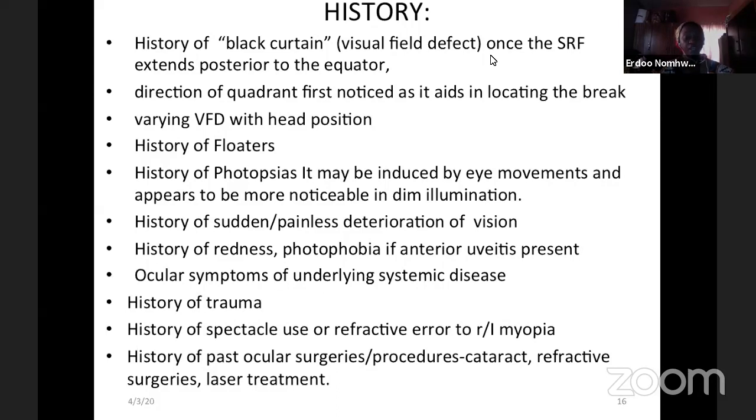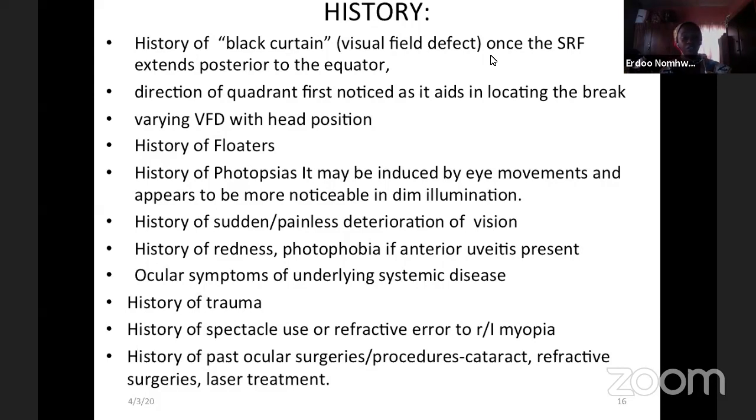Then it's good to find out if there's history of any trauma, whether recent or in the past days. Then it's good to find out the history of spectacle use or refractive error. That helps you to rule in myopia, which you all know is a risk factor.